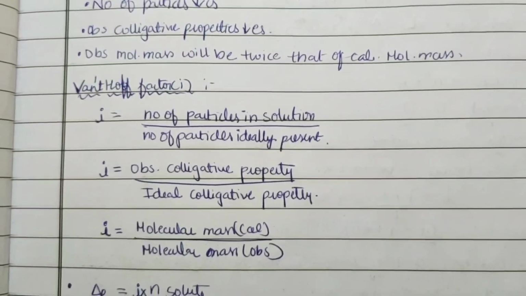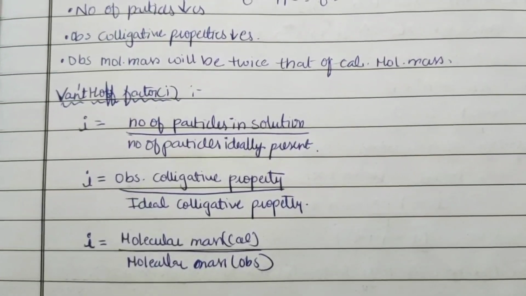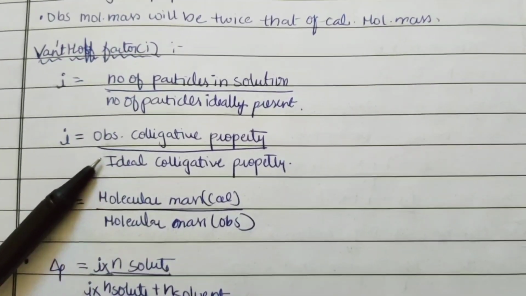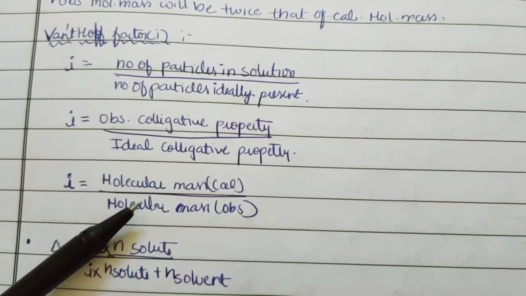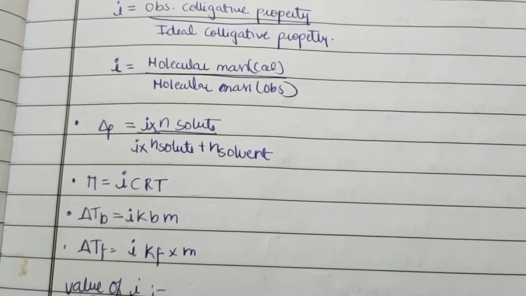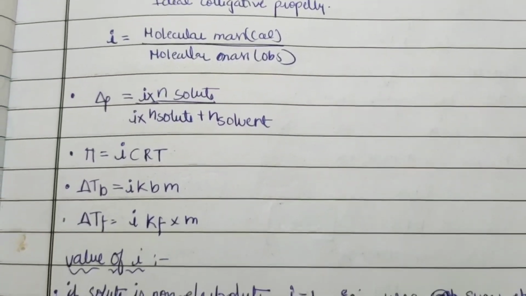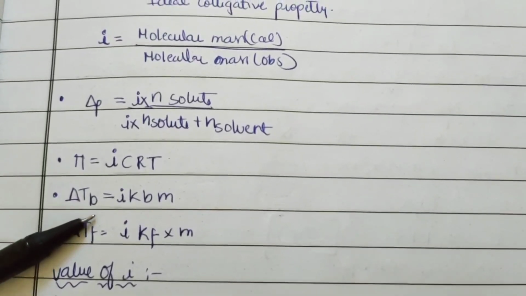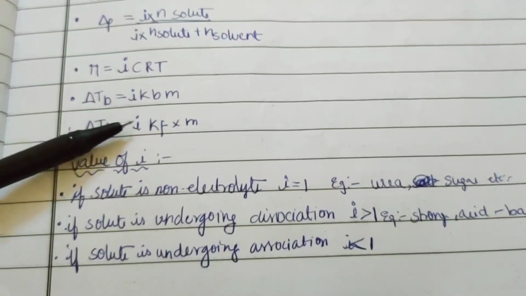Now let us discuss the Van't Hoff factor, which is known as i. i is equal to the number of particles in solution by the number of particles ideally present, or we can write observed colligative properties by ideal colligative properties. i equals molecular mass calculated by molecular mass observed. So delta P equals i into n solute by i into n solute plus n solvent. Pi equals i into CRT. Delta Tb equals i into Kb into m. Delta Tf equals i into Kf into m.